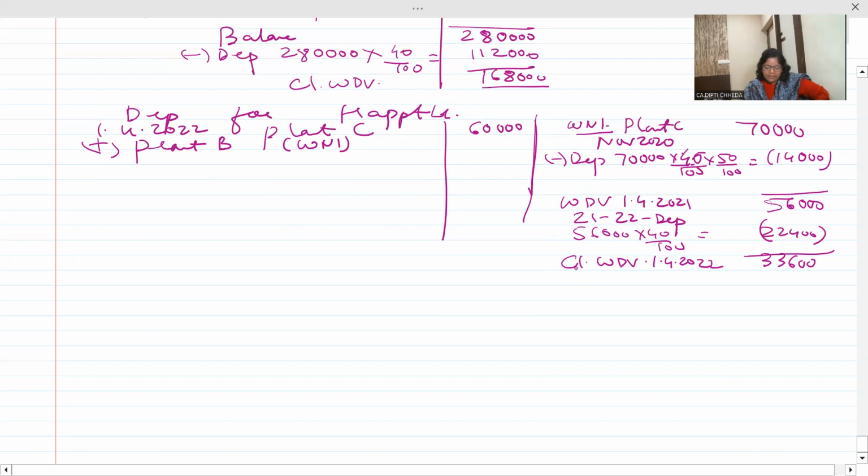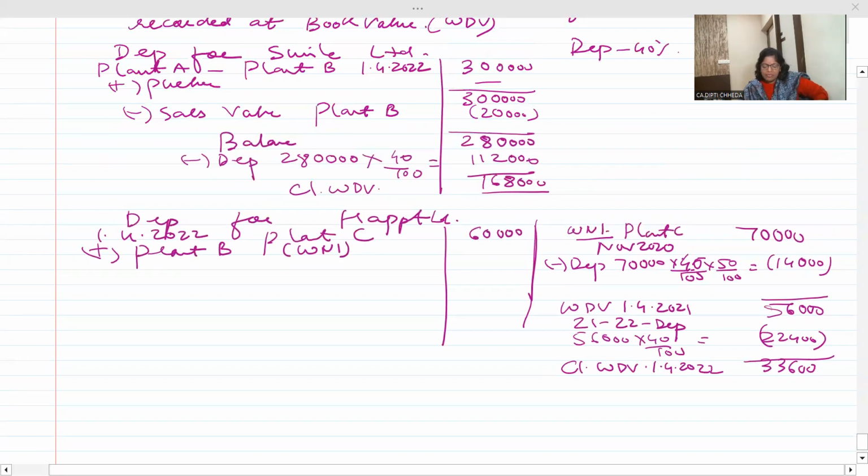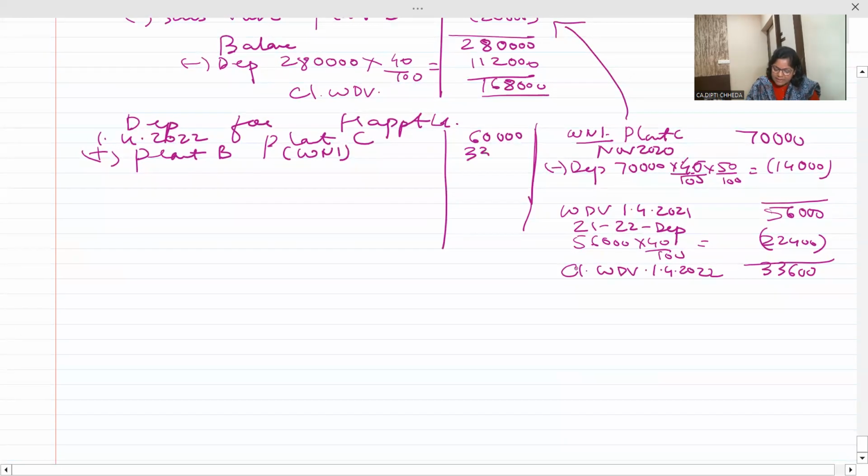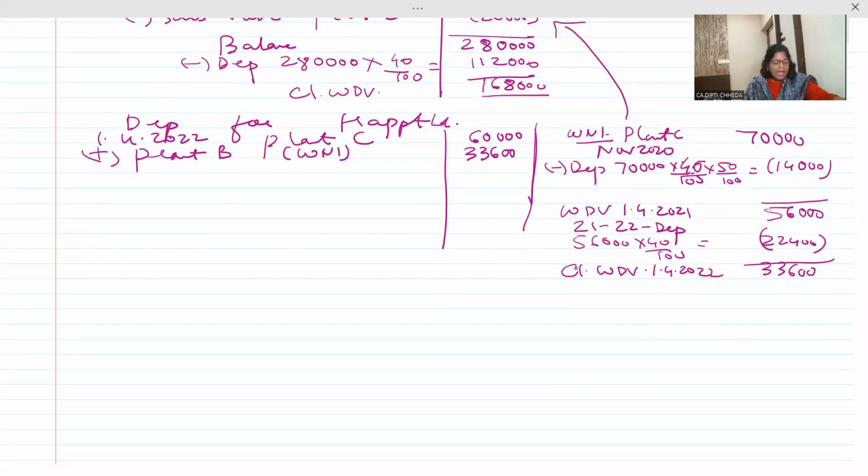Plant C. Look at the screen. You have transferred it here at 20,000. But the other company will record it at the book value, that is 33,600. Followed or not? And when did this transfer happen? Date? When was this transferred? 14/12. 14/12/22. Now can we calculate the depreciation on 60,000?